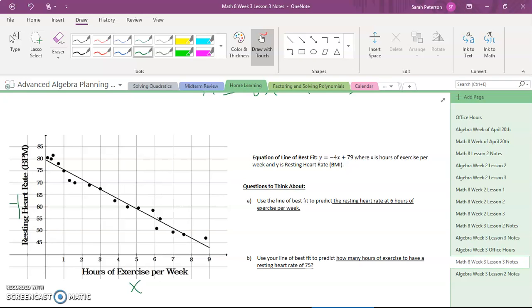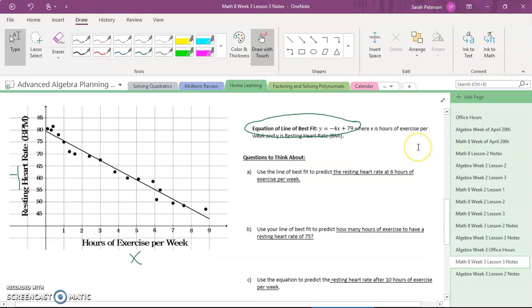And so as you see, it looks like as your hours of exercise per week increase, your resting heart rate is going to decrease because it goes down as you go from left to right. So I've already given you the equation of the line of best fit. And remember, that's what we're going to use to predict things or make assumptions. The line of best fit is kind of like an average for us to use as we analyze the data. So I've given you again some questions to think about.